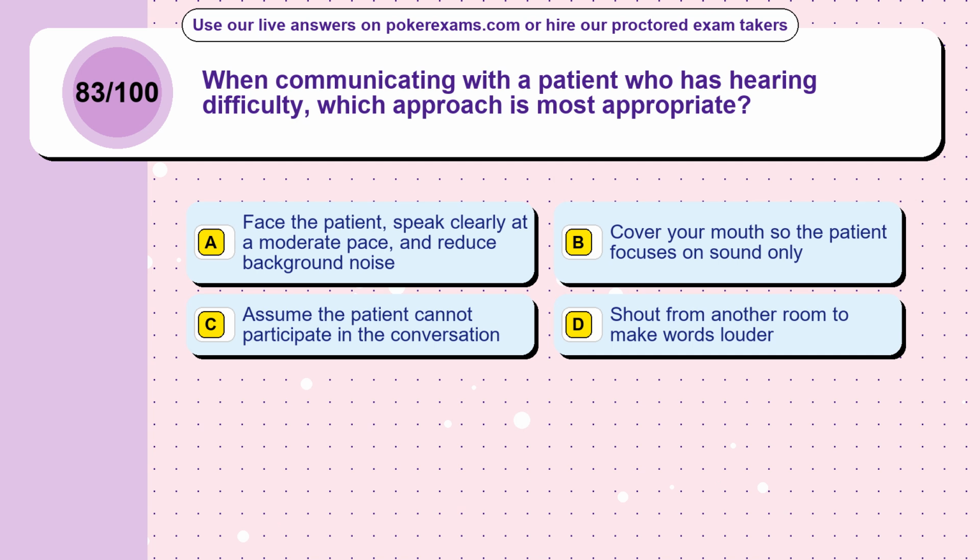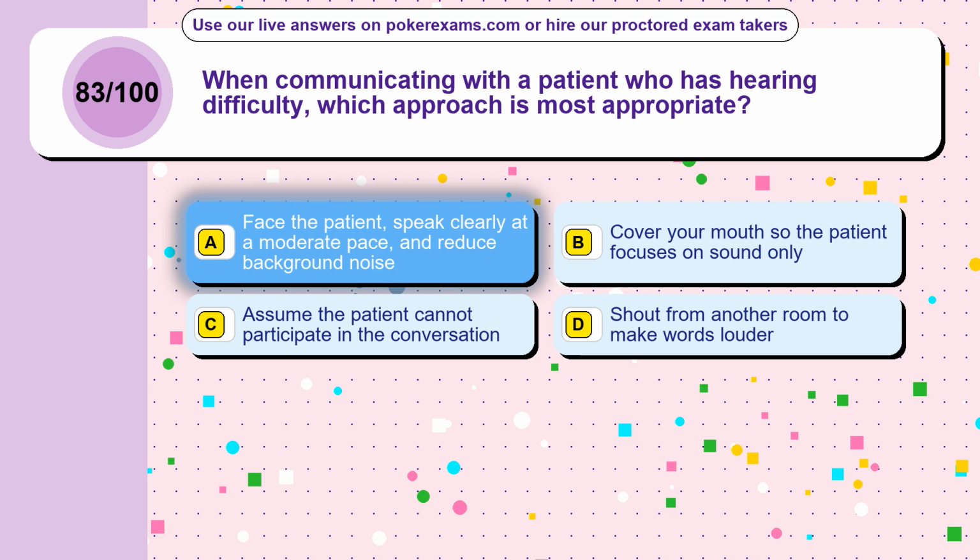Question 83. When communicating with a patient who has hearing difficulty, which approach is most appropriate? Option A, face the patient, speak clearly at a moderate pace, and reduce background noise. Option B, cover your mouth so the patient focuses on sound only. Option C, assume the patient cannot participate in the conversation. Option D, shout from another room to make words louder. The correct answer is option A, face the patient, speak clearly at a moderate pace, and reduce background noise.